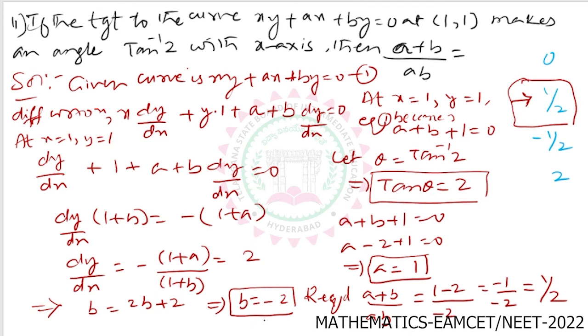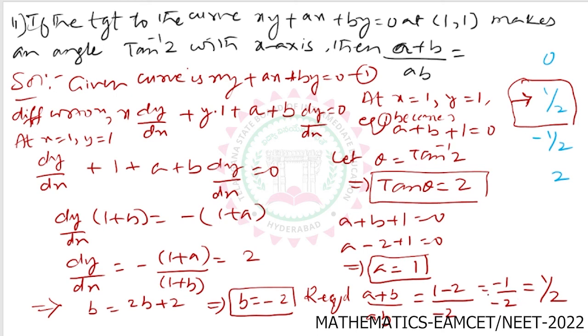So if I substitute b is equal to minus 2 in the equation above, means in the first equation from where I get the value as a plus b plus 1 is equal to 0, that is b is equal to minus 2, I am getting a is equal to 1. Okay. Therefore, after getting the value of a and b, if I substitute in the required result, I am getting that a plus b by ab is equal to 1 by 2.